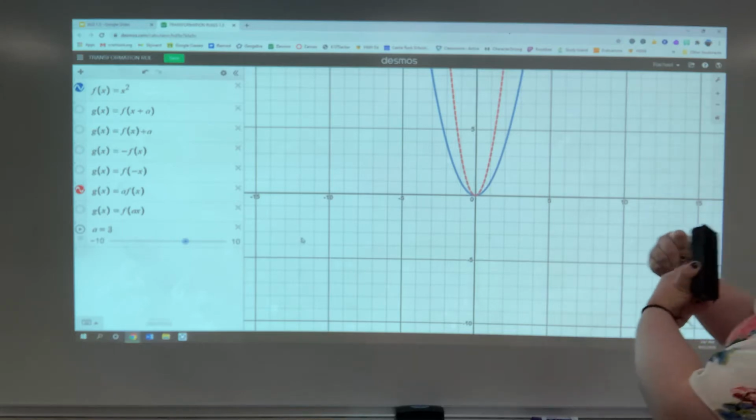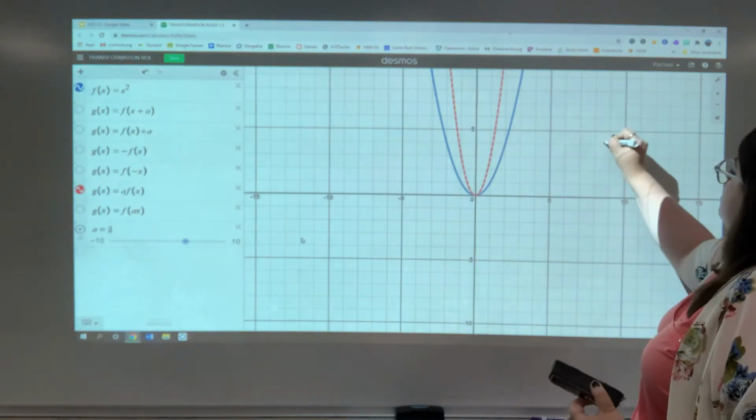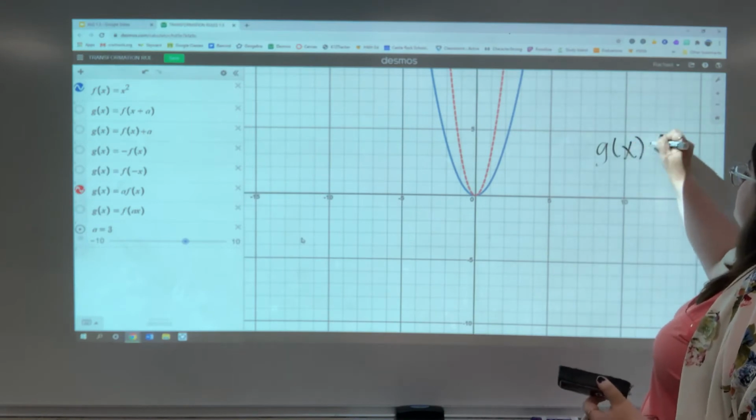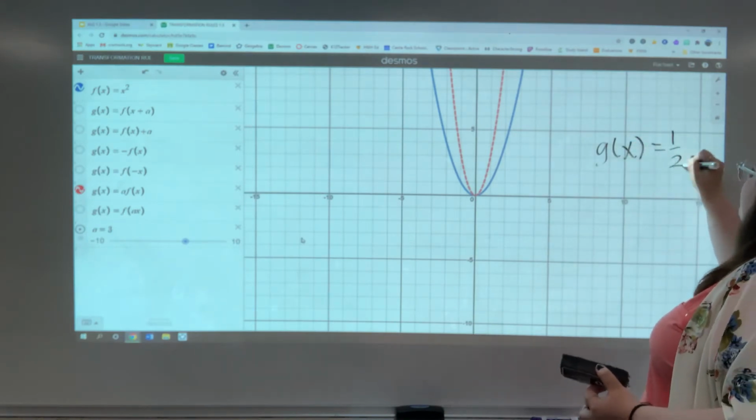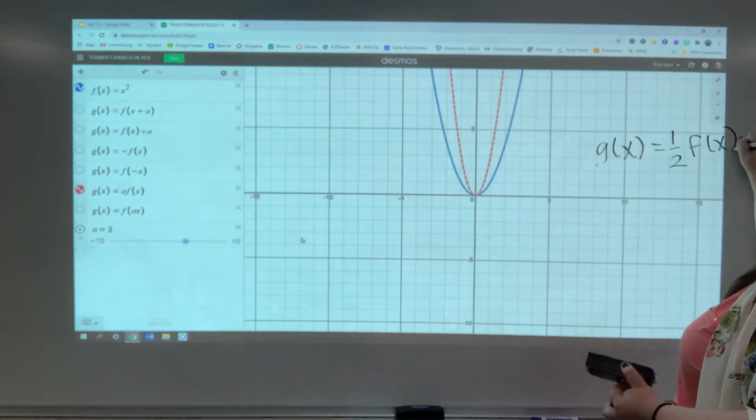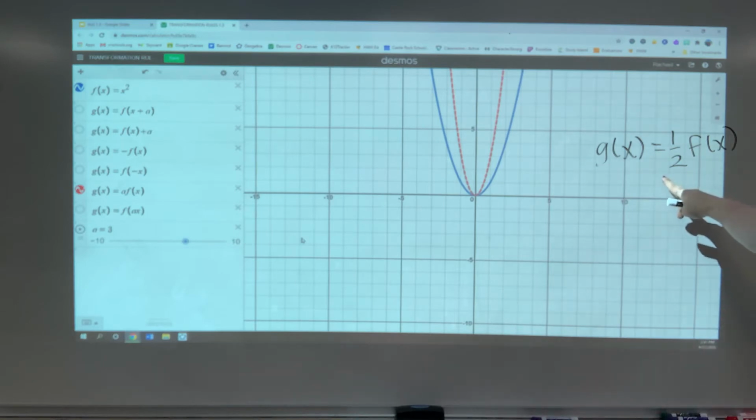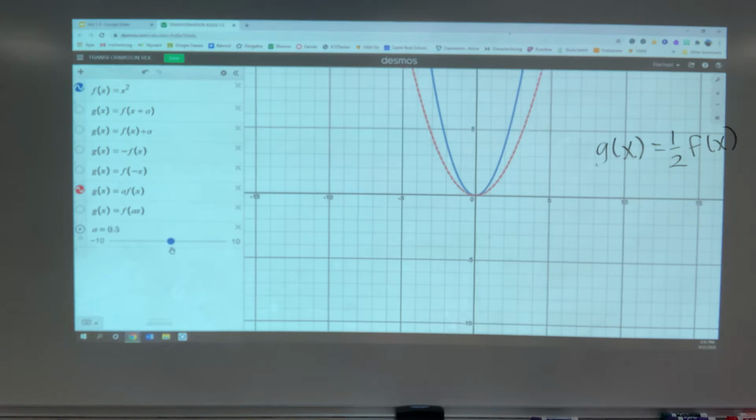Let's say we had g of x equals 1/2 times f of x. Again, that is our parameter. It's between 0 and 1, so that would be a vertical compression. So let's make it 1/2. Okay, so there's the original function. Now we're starting that compression, the vertical compression. And right there is 1/2, all right?